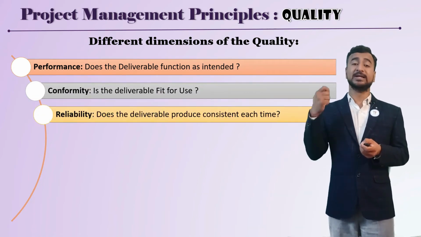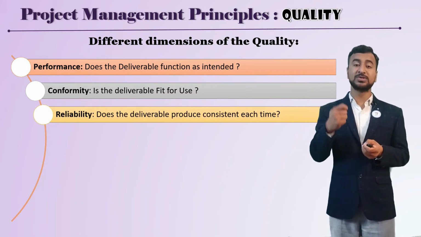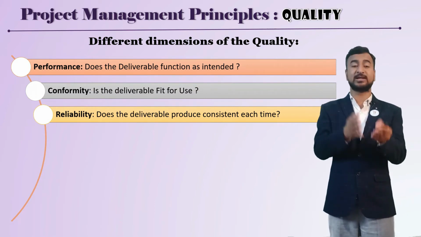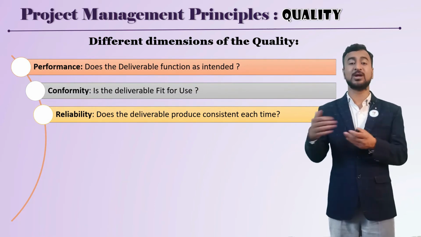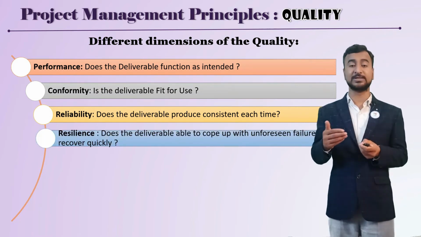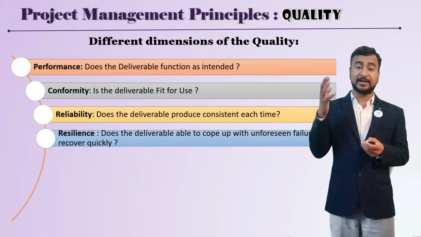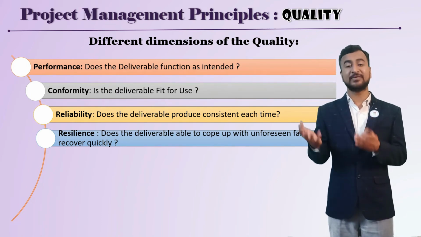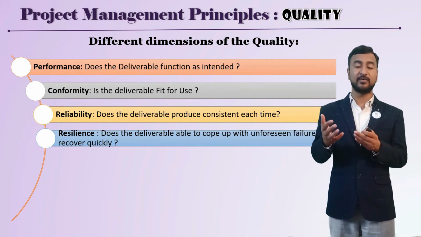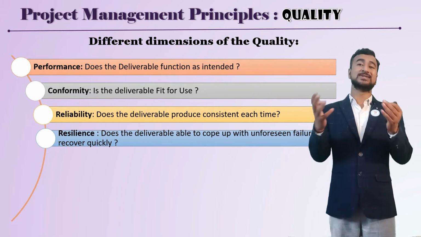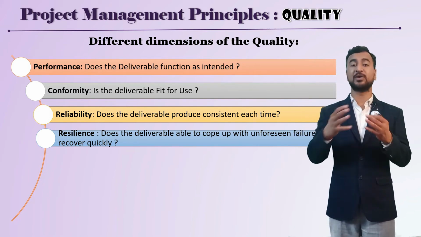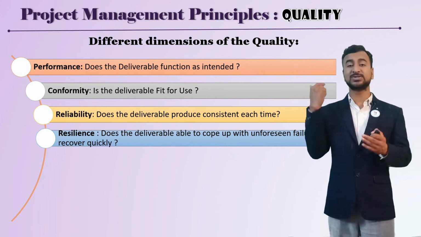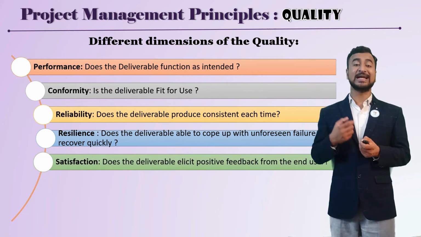Then reliability: do the deliverables produce consistent results each time? It's not possible that one time you give a good result and the second time it's not. That's reliability. You constantly give good results. And resilience: are the deliverables able to cope with foreseen failures, and how fast can you recover from an incident? As you know, we are living in a VUCA world, and there is a lot of uncertainty. But if something happens, how fast you can bounce back is about resilience.